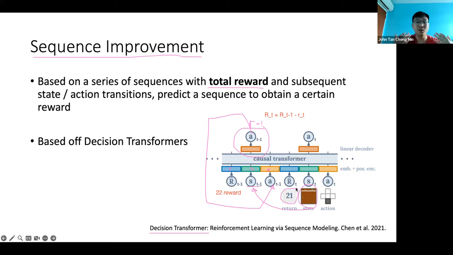So the idea is, when I condition on the total reward that I should get from this sequence, I can take the appropriate actions to achieve that reward. A very nice idea, I would say.